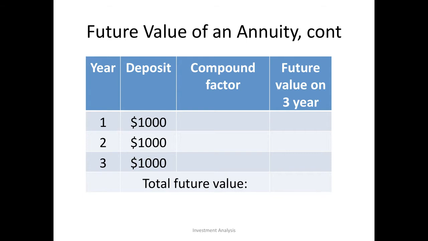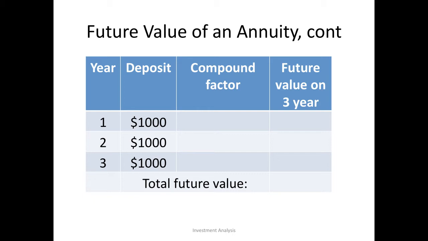Now, to illustrate this, I've developed a table that looks something like this. You'll find it in your notes on page 4 near the top. And so what I've done is I've listed the 3 different years. We've got a column indicating the deposit that happens in each year, a column where we're going to calculate the compound factor, and then where we're going to calculate the future value of that 3 years hence.